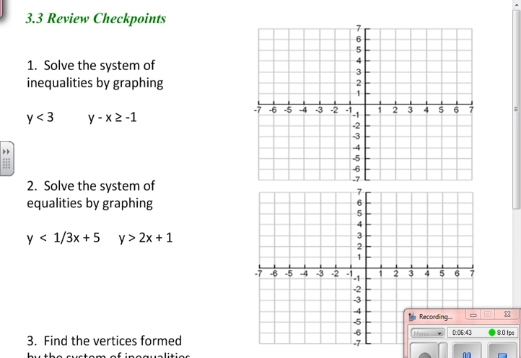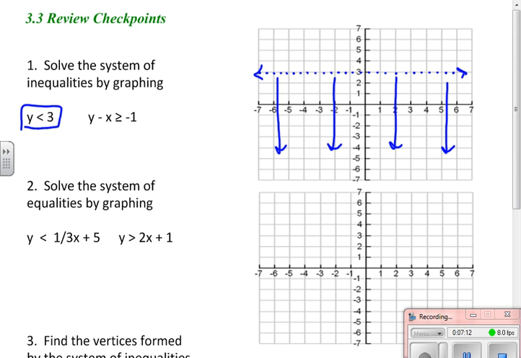Now when we go on to 3, we're still solving systems, but now we're solving systems of inequalities. And so this is where we get into the shading. So y is less than 3 is a horizontal line that's dashed that goes through right here. Where are the y's less than 3? They're less than 3 in this direction. That's this one.